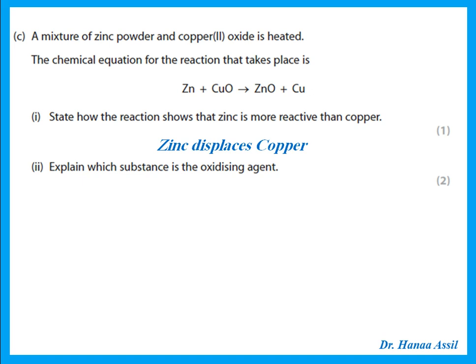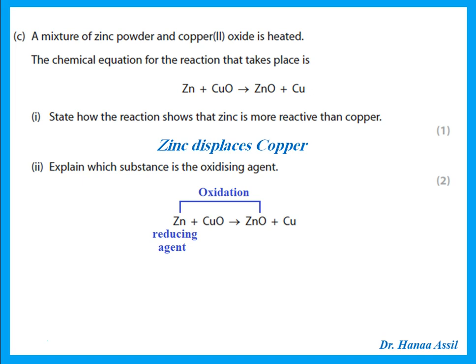Explain which substance is the oxidizing agent. Do you remember what we mean by oxidizing agent? So if I look at this equation, what happened to the zinc? The zinc gained oxygen and became zinc oxide. So the zinc was oxidized.